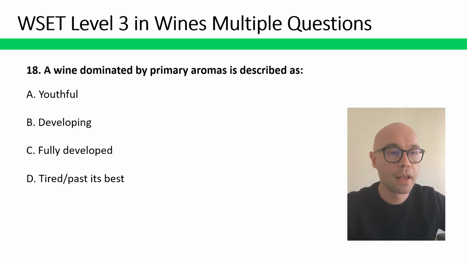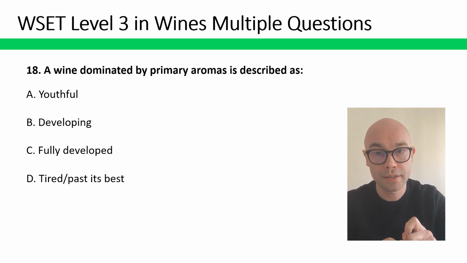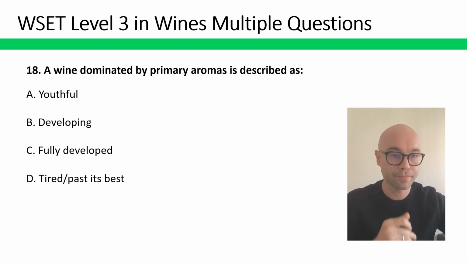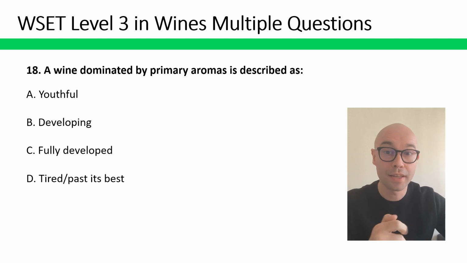A wine dominated by primary aromas is described as youthful, developing, fully developed, tired, past its best. The correct answer is A, youthful. So if the wine has primary, it can also have secondary as well. It is described as youthful. If it has indication of tertiary, then it's developing.